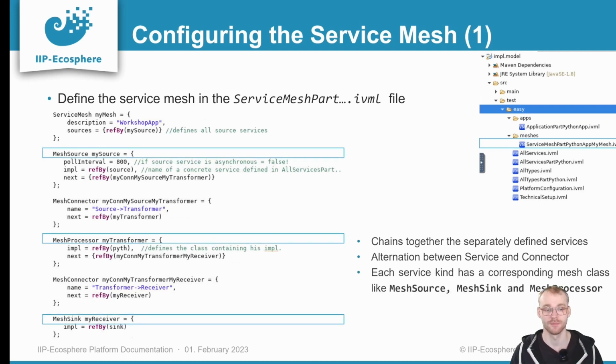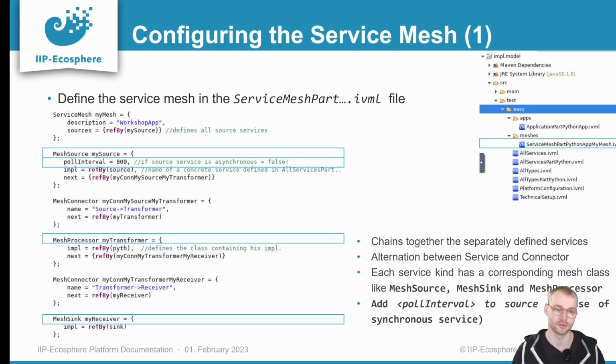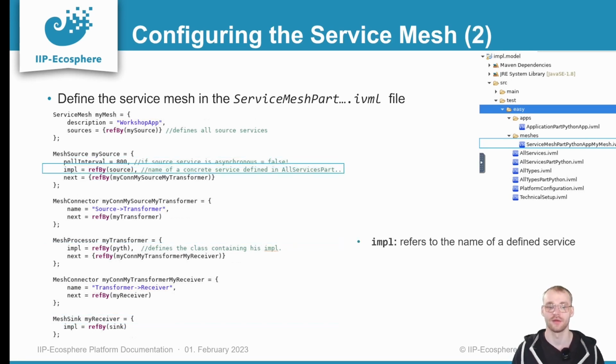Each service in the mesh has a type, like mesh source, mesh sink, or mesh processor, which defines what the service is supposed to be doing. If you're having a synchronous service, you have a poll interval. This is not needed if you're having an asynchronous service. Moving on, we have impl, where you put the name of the service which implements this mesh source. So you've defined services, you've given them names; in our examples this is something like source, transformer, and sink.